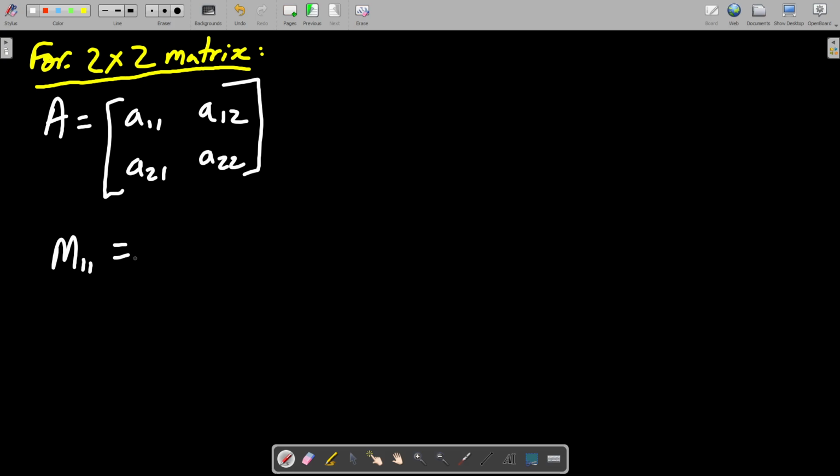What are you saying? No, minor, no. So minor of 1 1 will be what? You delete the first row, first column. What remains? Only one entry remains there. It is A22. Right? So M12 will be what? Delete the first row, second column. You will be left out with A21.